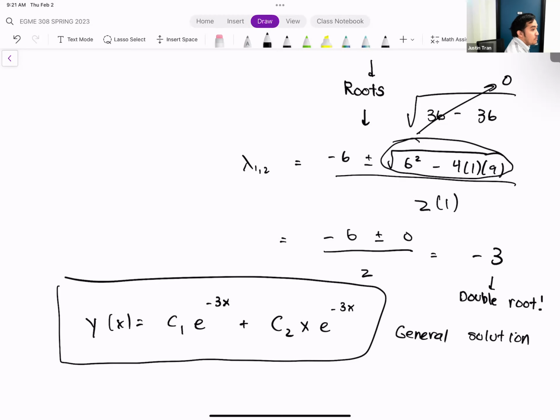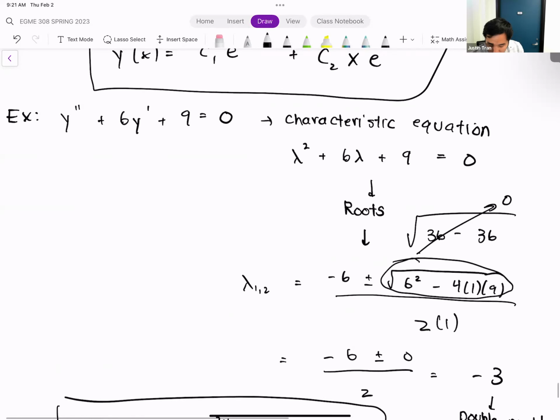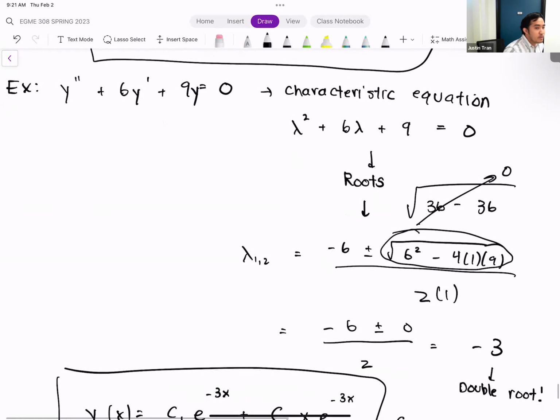Question. At the top, is the 9 supposed to have a y on it, or is it meant to just be 9? Yes, that's supposed to be just 9. Thank you. I was thinking ahead to the characteristic equation. All right, any other questions on this example here?